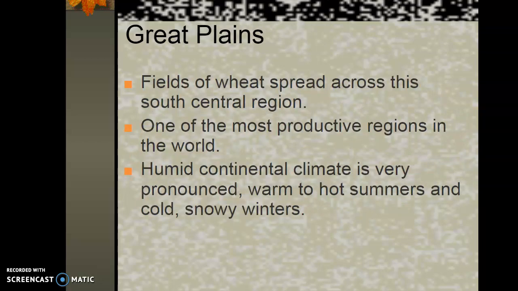Okay, so let's talk about the Great Plains. This is going to be a strong contrast to the north, which of course is a tundra in Canada. But the Great Plains are fields of wheat spread across the southern central region. It's one of the most productive regions in the world. And this is an area where the climate is humid continental, and it's very pronounced. So that means that there are warm to hot summers, and cold, snowy winters.